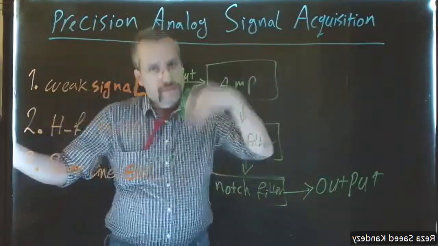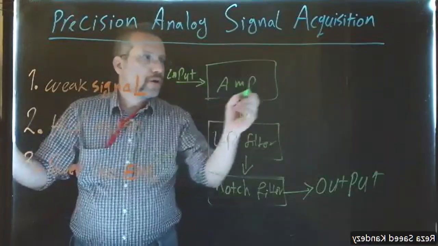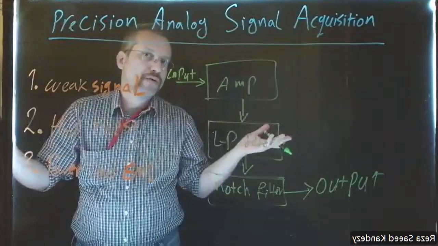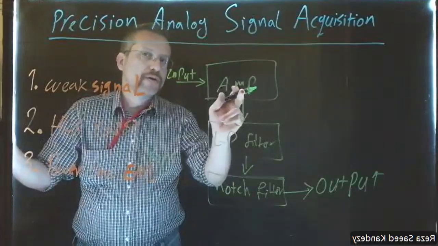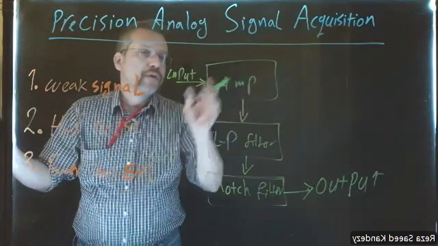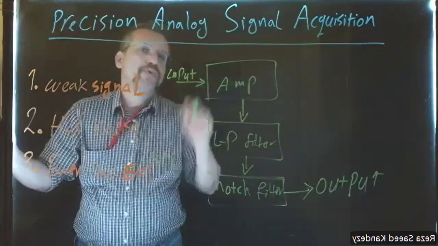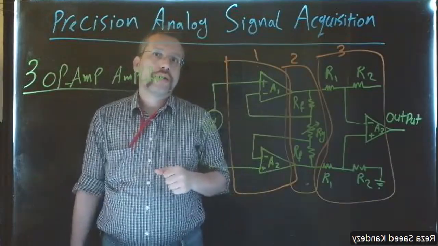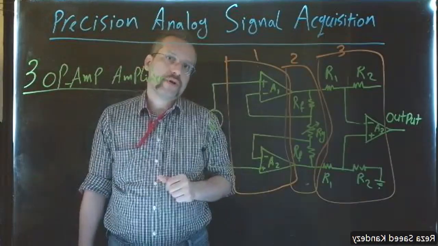Okay, so in the next part, we are going to focus on the amplifier, and we are going to design a specific amplifier, talk about a specific amplifier that would deal with that weakness of our input signal. Okay, now let's focus on the first block, which was our amplifier.